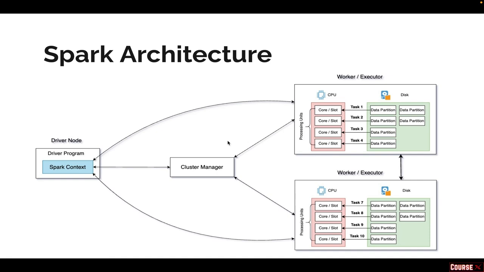And lastly, there is the cluster manager. It manages resources like memory and CPU across the cluster and allocates them to different Spark applications. So these are the different components of Spark architecture. In the next lecture, we will understand the job execution process, that is jobs, stages, tasks, with an example in a more detailed way. So see you there.